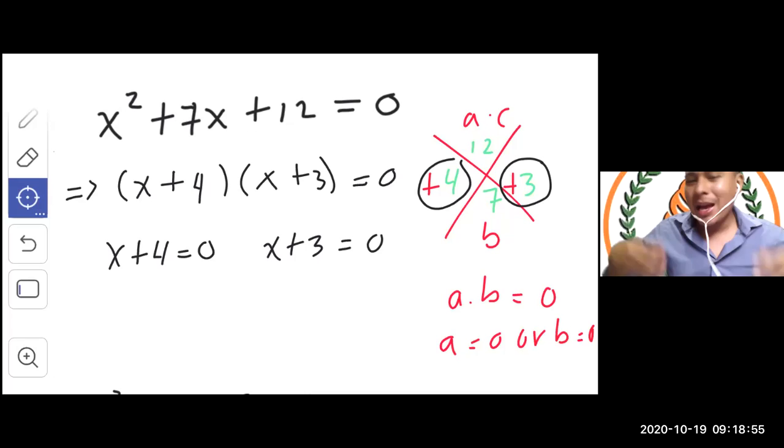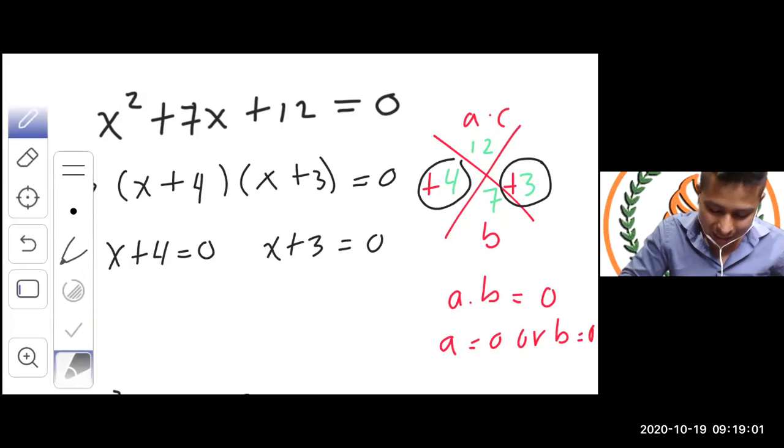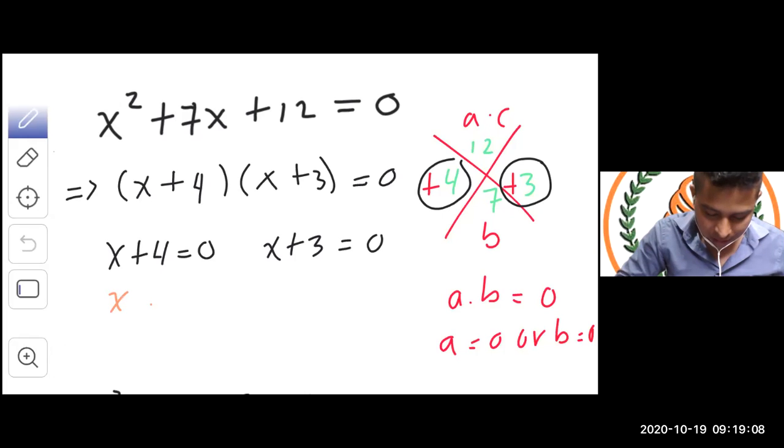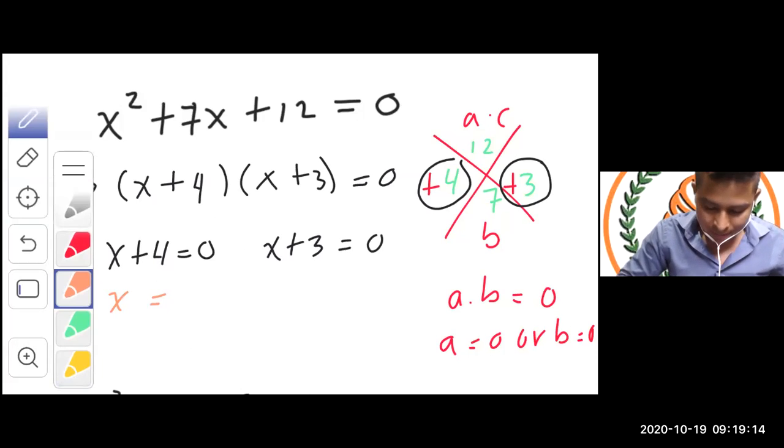Now, what do we have to do? Solve for x. Can you solve for x, guys? Are you able to solve this? Can you get the x alone? Yes, because it's a linear equation, right? x must be alone. This 4, guys, is bothering you. It's positive. What's going to happen if I move it to the other side?